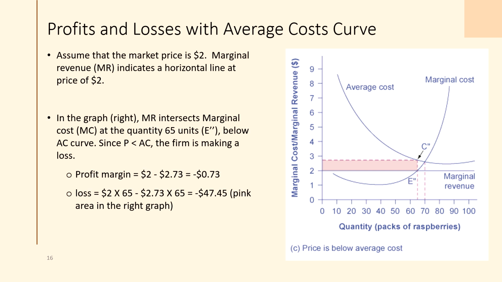To calculate total loss, we multiply this negative profit margin by the quantity. So if the firm produces 65 units, total loss is negative $47.45. This means the firm is experiencing a total loss of $47.45.